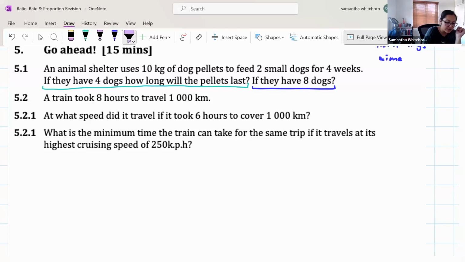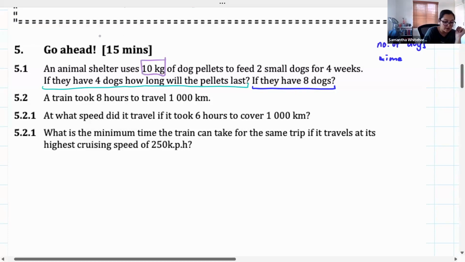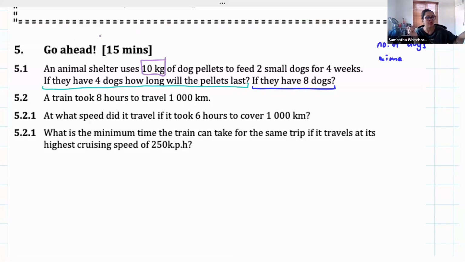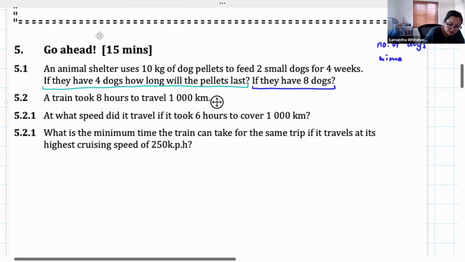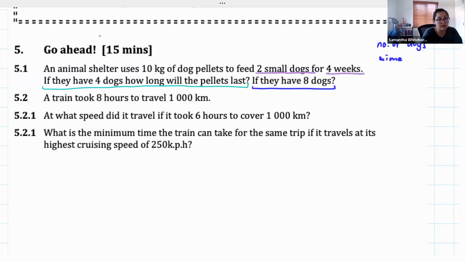Now, yes, in the question, they told us that 10 kilograms of dog food was being bought or being used, but that's actually not important here. I don't care how much dog food. I care about the number of dogs, and I care about how long it's going to last. I don't care about how much food. That's not featuring in my question. The important bit here is that there's 2 small dogs for 4 weeks.